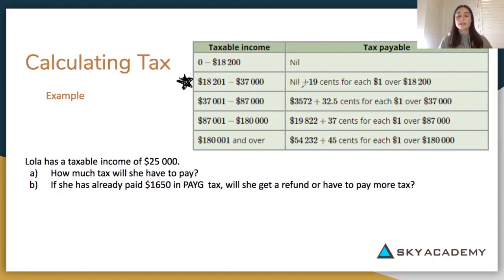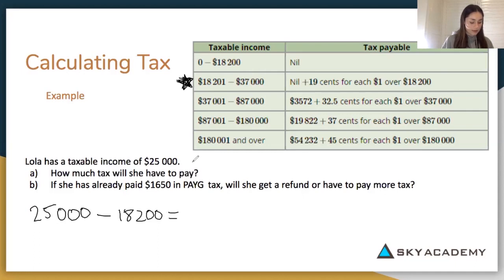Now we have to figure out how much tax she has to pay. She doesn't have to pay a fixed rate. She has nil here, so it's 0 plus 19 cents for each dollar over 18,200. So we have to figure out how much money she's over 18,200. We're going to do that by taking her taxable income minus 18,200. So $25,000 minus 18,200 is going to be 6,800.